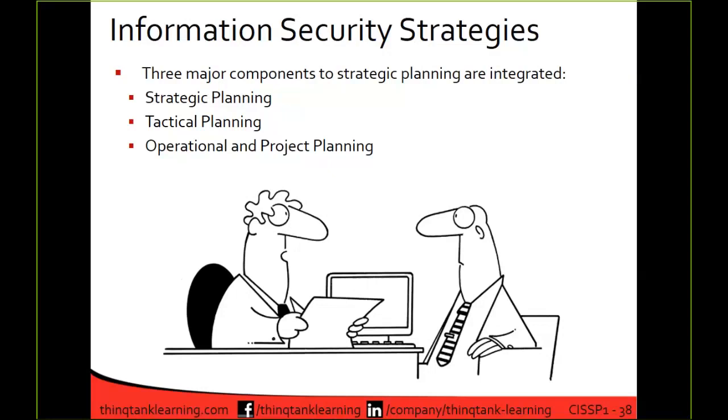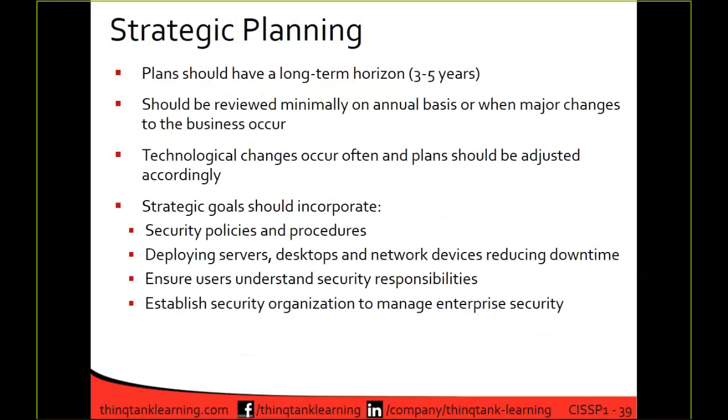All right, so strategic planning. Plan should have a long-term horizon, maybe 3 to 5 years. So this is, again, umbrella thinking, right? High-level thinking. What is the overall goal, etc. And so that's more long-term. It should be reviewed minimally on an annual basis or when major changes in the business occur. Technological changes occur often, and plans should be adjusted accordingly. That is very, very true.